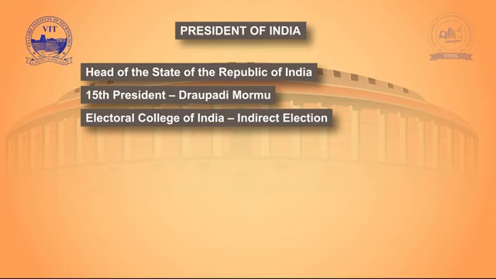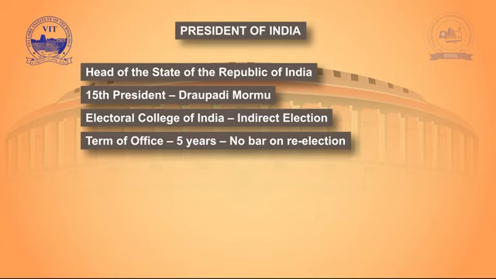The indirect election comprises the Electoral College, which encompasses both the elected members of the state legislative assemblies as well as the elected members of the parliament. Apart from this, it is important to note that the term of office of the president is for a period of 5 years. There is no bar on re-election. So a person can hold the office of the president as many times as he intends to, so long as he is elected or chosen.